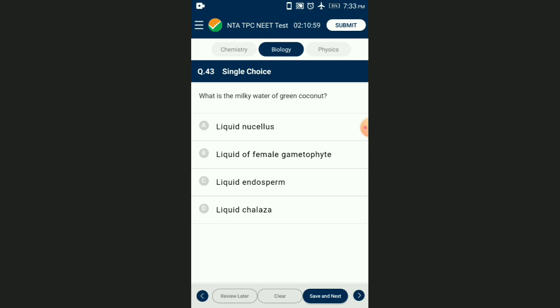Question number 43. What is the milky water of green coconut? The term triple fusion is used as it involves the fusion of three haploid nuclei. After triple fusion, the central cell becomes primary endosperm. So the answer for this question is option C. Liquid endosperm is the milky water of green coconut.